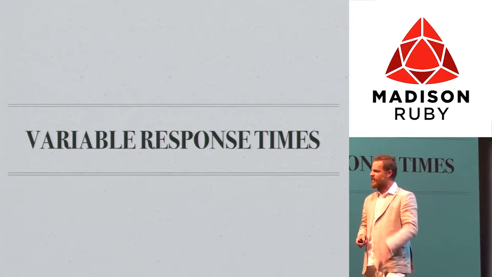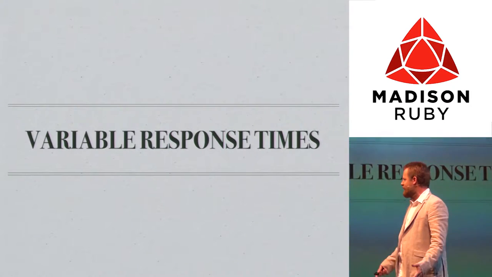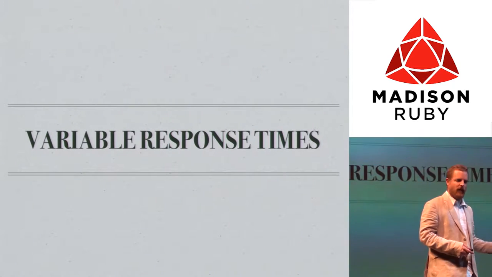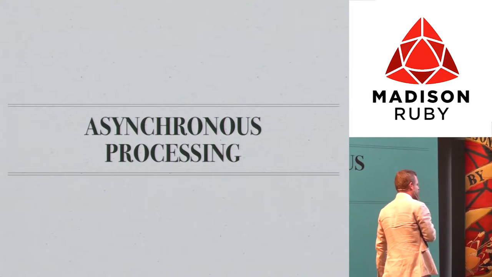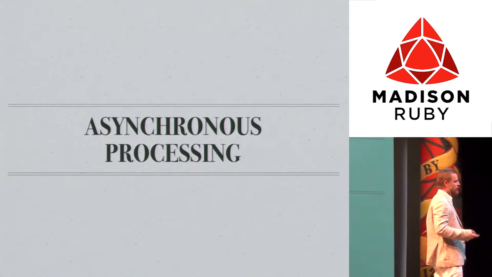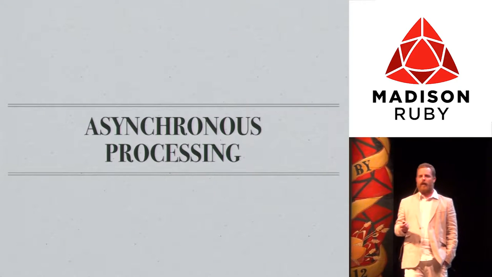So say, okay, I'll cut at 30 seconds, we're cutting off. 30 seconds, I mean, that's insane. So we have this variable response time that's completely random. All right, this is a problem. So what is one of the solutions that we could have picked? Well, the solution we chose here was asynchronous processing.